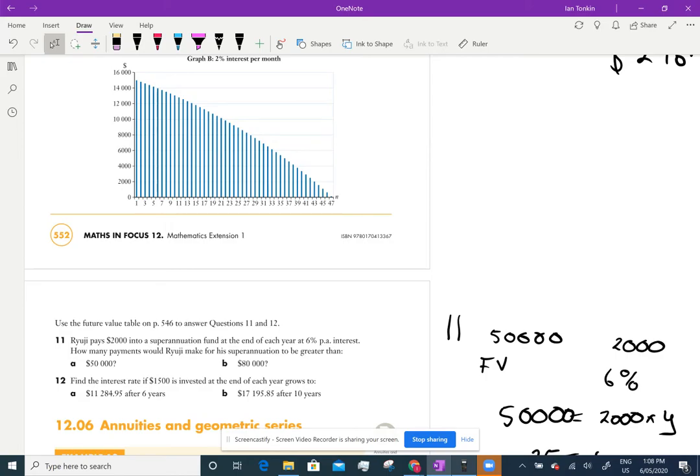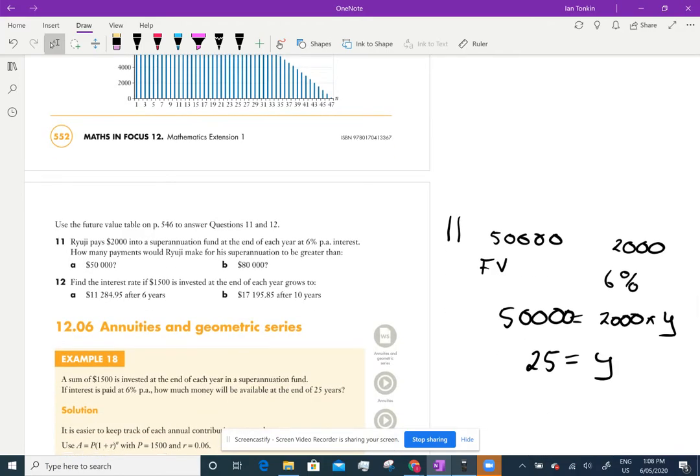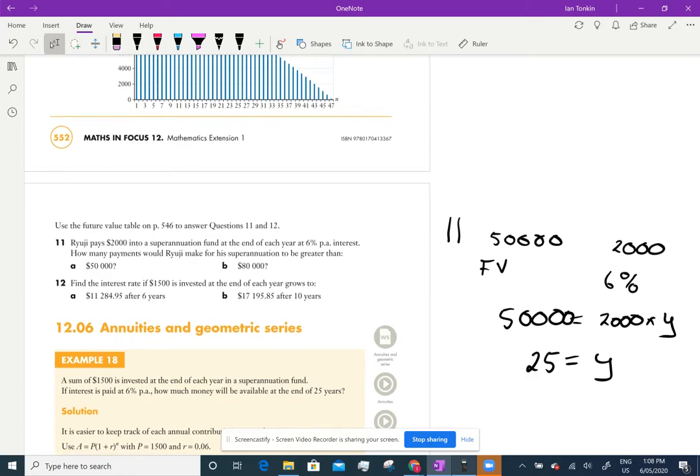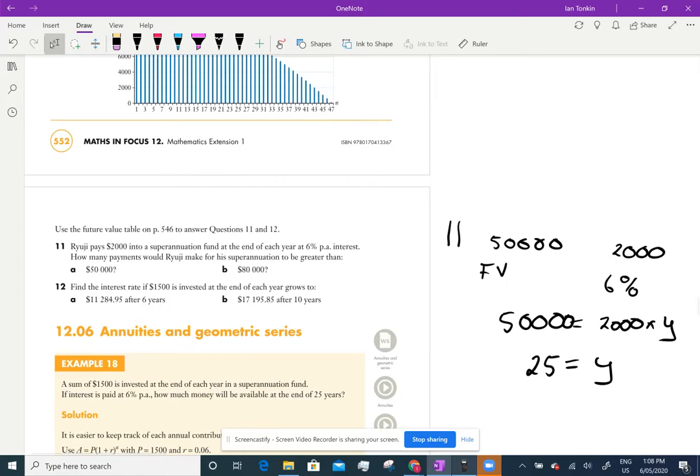$50,000 divided by 2,000. It's 25. At 6%, how many times from superannuation to be greater than 50,000? Well, it should be only 11. Why are they going 18? Why am I making that mistake?